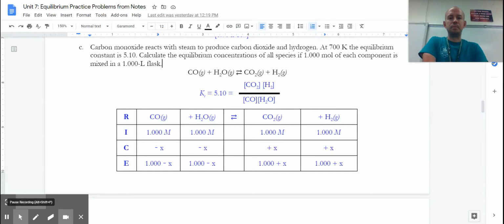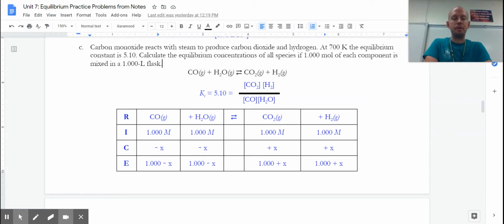4C is going to span a few pages, but we're looking at a reaction here, carbon monoxide with water to make CO2 and hydrogen. It gives us a temperature. And remember, although we won't use the temperature in the calculation, each K is unique to a specific temperature. If we make it hotter or colder, that does change the value of K, although adding and removing things will not. So the constant's 5.1, slightly more products than reactants.